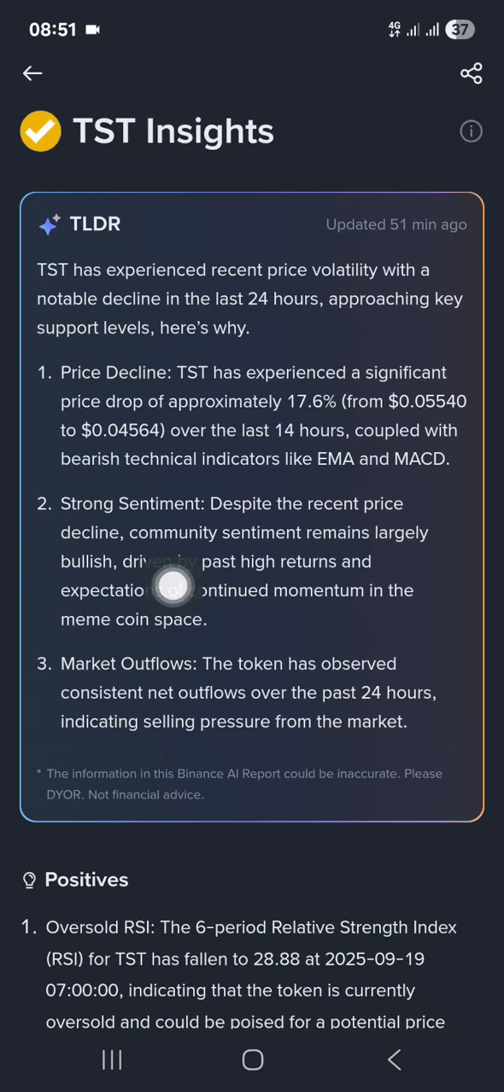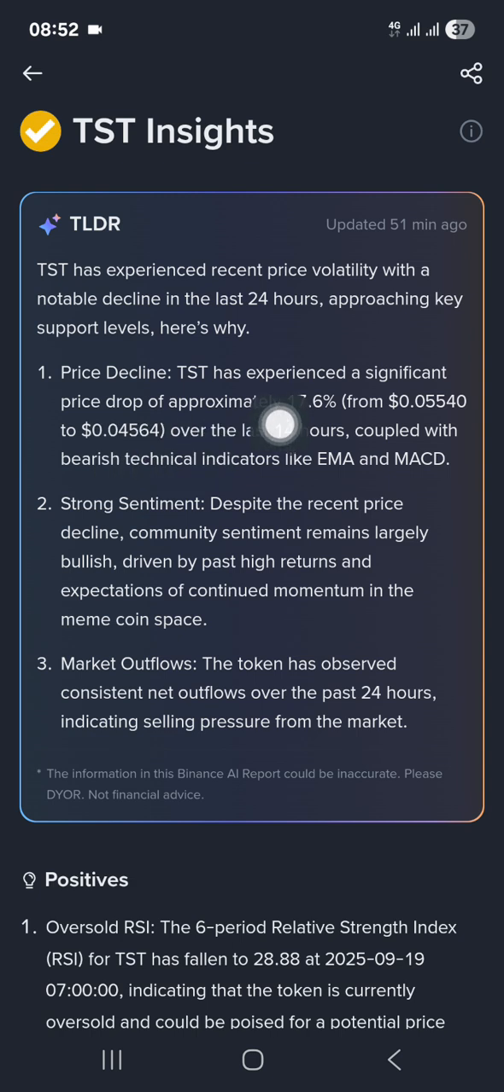So this one is telling us right now, TST is the name of the coin we are generating a signal on. It said TST has recently experienced price volatility with a notable decline in the last 24 hours, approaching a key support level. Here is why. Do you get that? Now this AI is telling you what is happening on this coin in the last 24 hours and the reason why this is happening.